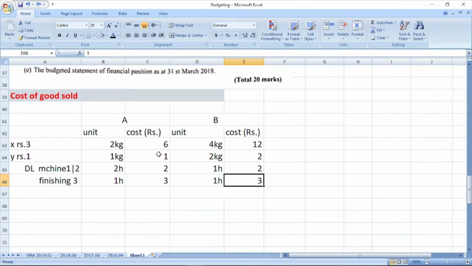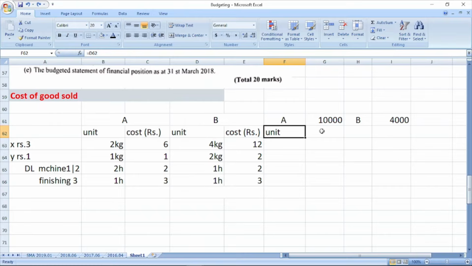So now we calculate the cost per product. Now we need to calculate for 10,000 units of A and 4,000 units of B. Let's see how much cost we have where.